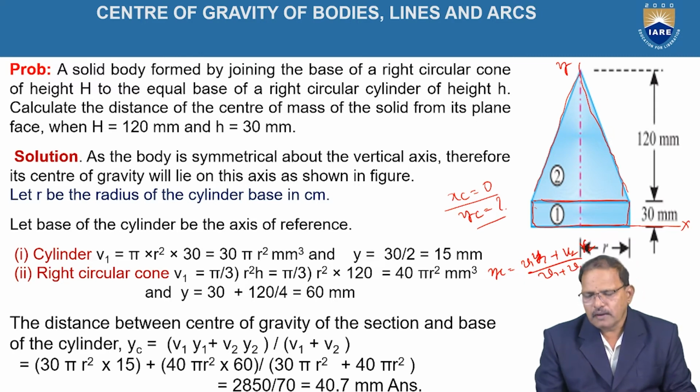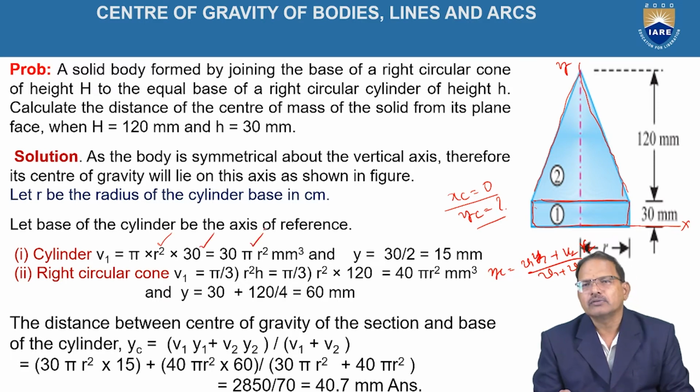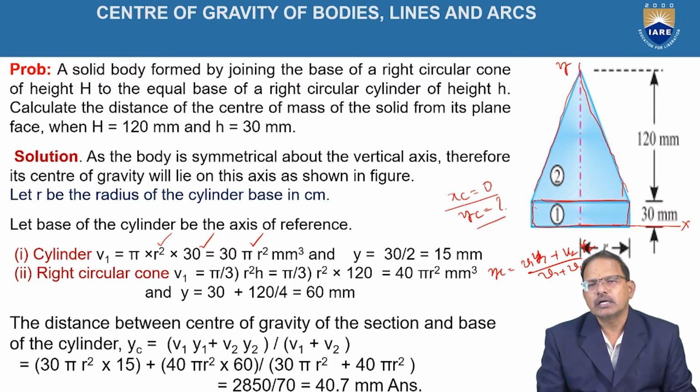Now v1, that is the volume of the cylinder, is equal to pi r square h. Assume r is the radius of the circle. With h equal to 30, v1 is equal to 30 pi r square mm cube. Similarly, y1, the position of the centroid of the cylinder, is 30 by 2, which is equal to 15 mm. Similarly, for the right circular cone, the volume is equal to 1/3 of pi r square h, which is pi by 3 r square into h equal to 120 mm, which is equal to 40 pi r square mm cube.